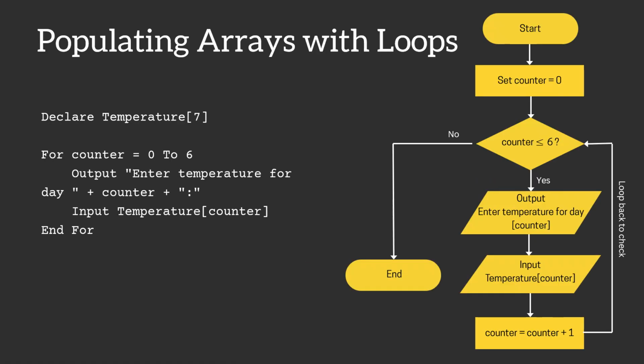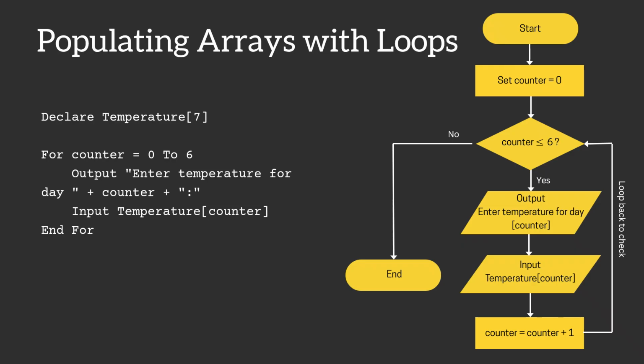Now, typing all 7 of those set statements like I showed in the previous screen is fine if you've got a short list, but what if you had 30 or 100 or even 10,000? This is where we can use a loop to make this a little bit more efficient.